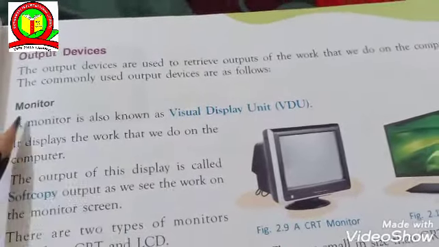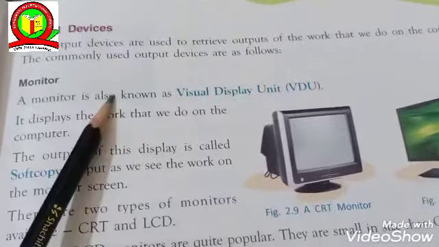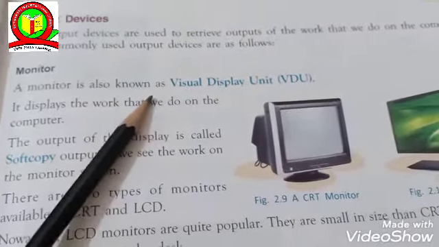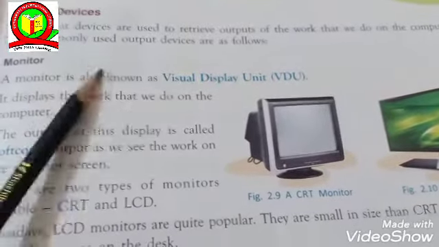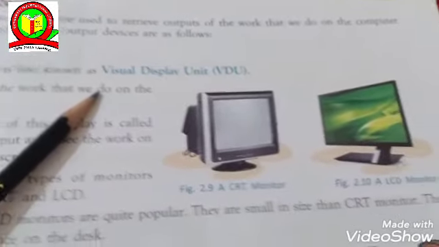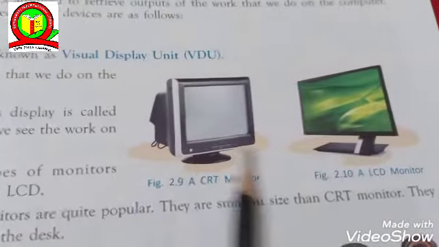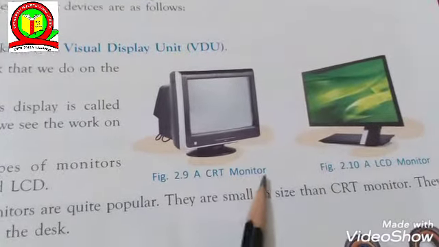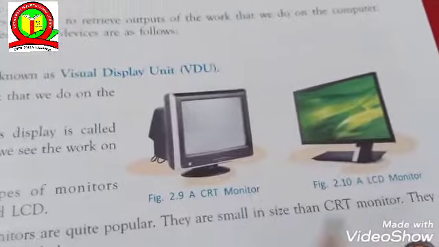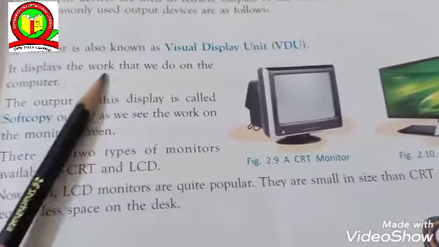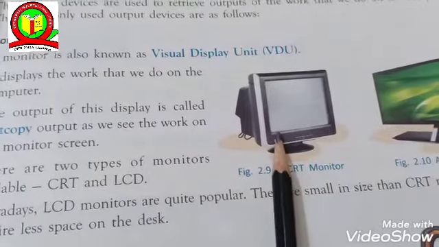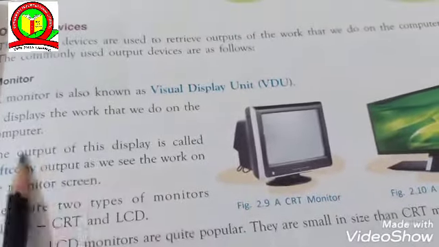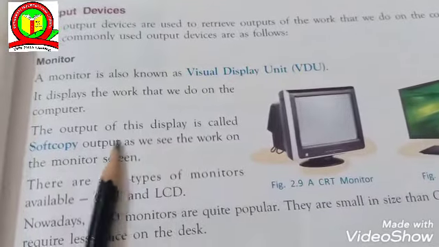Monitor. A monitor is also known as visual display unit. Okay, we have the following monitors. You can see a CRT monitor and an LCD monitor. It displays the work that we do on the computer. The output of this display is called soft copy.